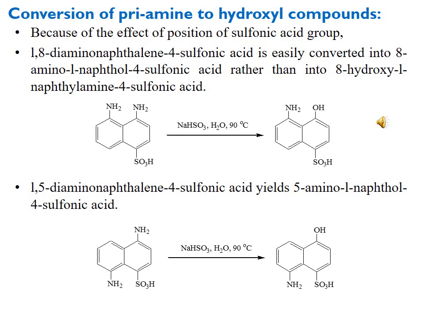Here you can see the example in which the effect of the sulfonic acid group is shown. The first example is 1,8 diaminonaphthalene 4 sulfonic acid, and the second is 1,5 diaminonaphthalene 4 sulfonic acid. In both cases you can see the product having the hydroxyl group at that amino group which was present at the fourth position of the sulfonic acid group. That is, this 1,4 relationship promotes the reaction on this amino group, and the other amino group remains intact although it is present on a simple unsubstituted benzene ring, and there is no hindering effect also, but the reaction takes place preferably on that amino group which is present at the fourth position of the sulfonic acid group. So the 1,4 relationship promotes the reaction for the conversion of primary amine into hydroxyl compound.